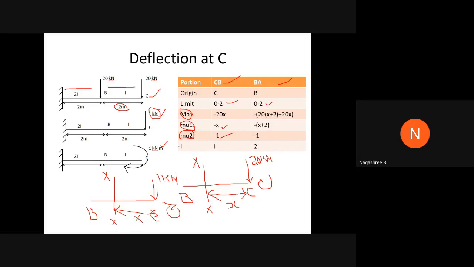The I value here for CB is equal to I itself. So it will be equal to I. Is this clear for portion CB?